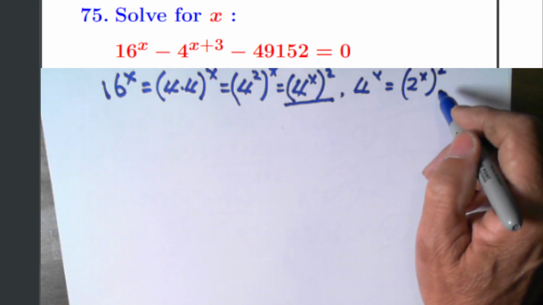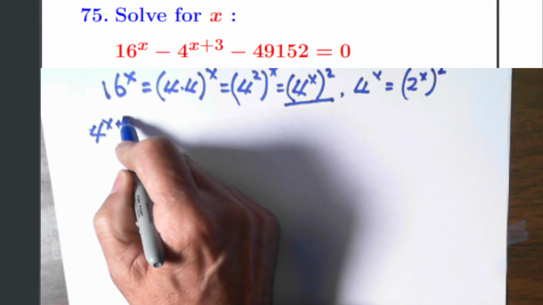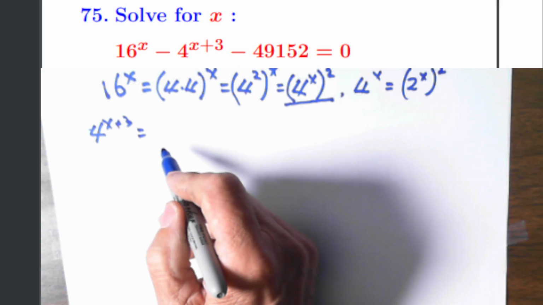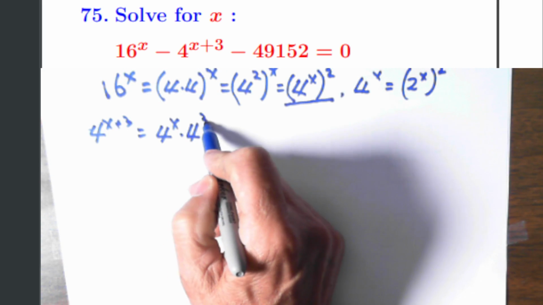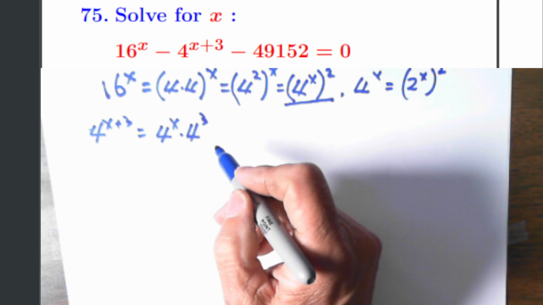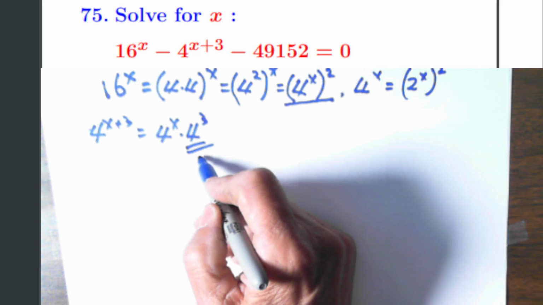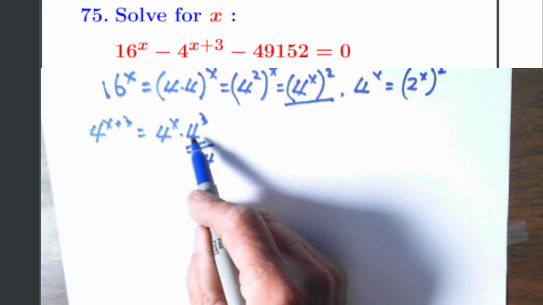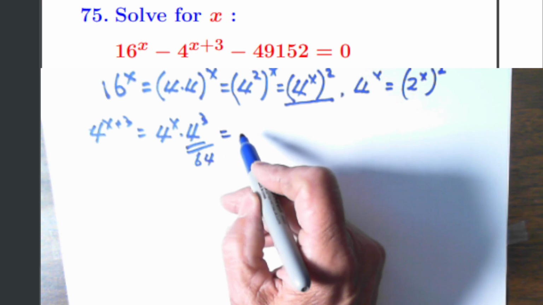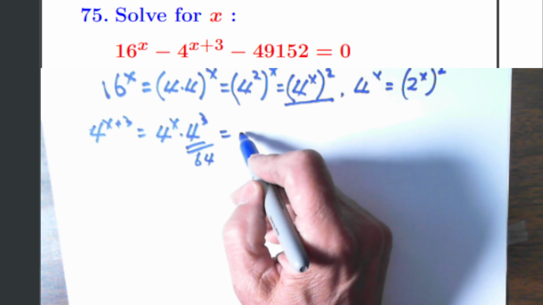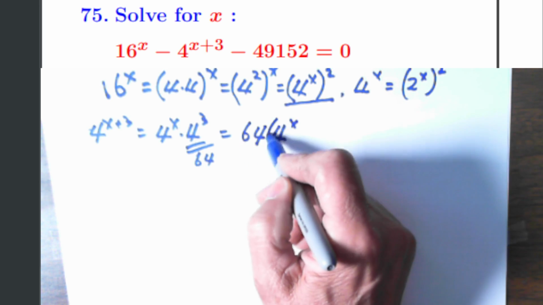Now see the second term here. 4^(x+3) will be the same as 4^x times 4 to the third, also an exponent property. If we solve this value, 4 times 4 times 4, which will be 64. So this one can be rewritten as 64 times 4^x.